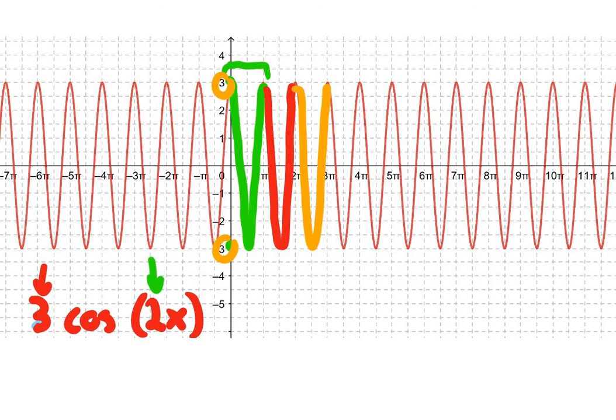Okay, so that's it, guys. That's the graphs of sine, cos and tan waves. Okay, thank you.